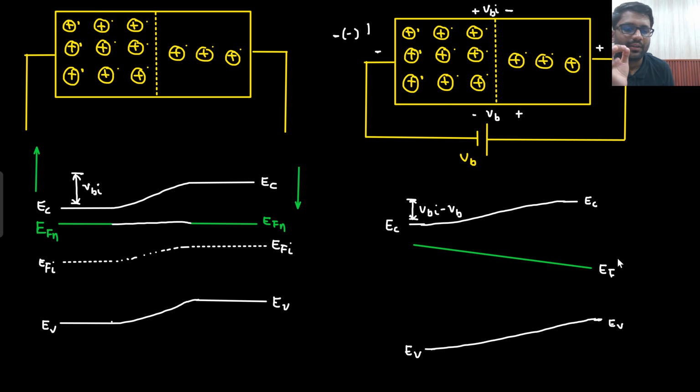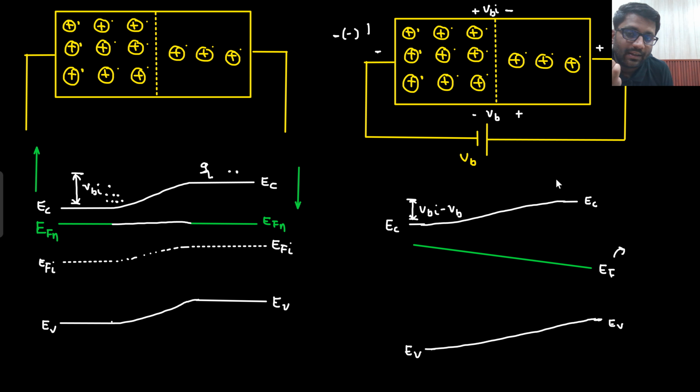So what do you think, would this current be dominated by diffusion or drift? The current that you are getting in this scenario, would it be dominated by diffusion or drift? Sir, in this scenario we were not able to diffuse, or whatever diffusion we were getting, the same drift we were getting. But now, sir, the barrier has reduced. So now I can diffuse more.